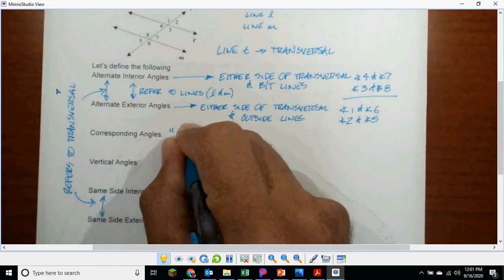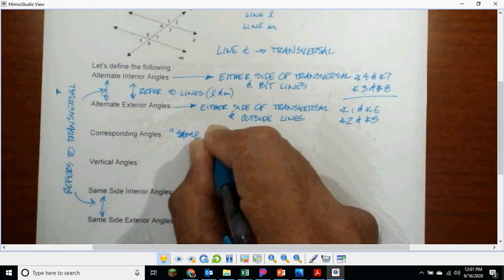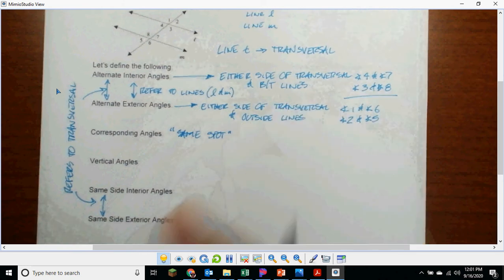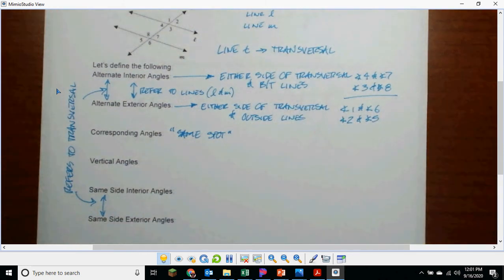Corresponding angles, I like to say that means they're in the same spot. Everyone who's in a classroom, or at your house, their right arm is connected to their body in a corresponding spot. Everybody's right arm is connected to their right shoulder. So it is a corresponding limb. It's connected in the same spot.